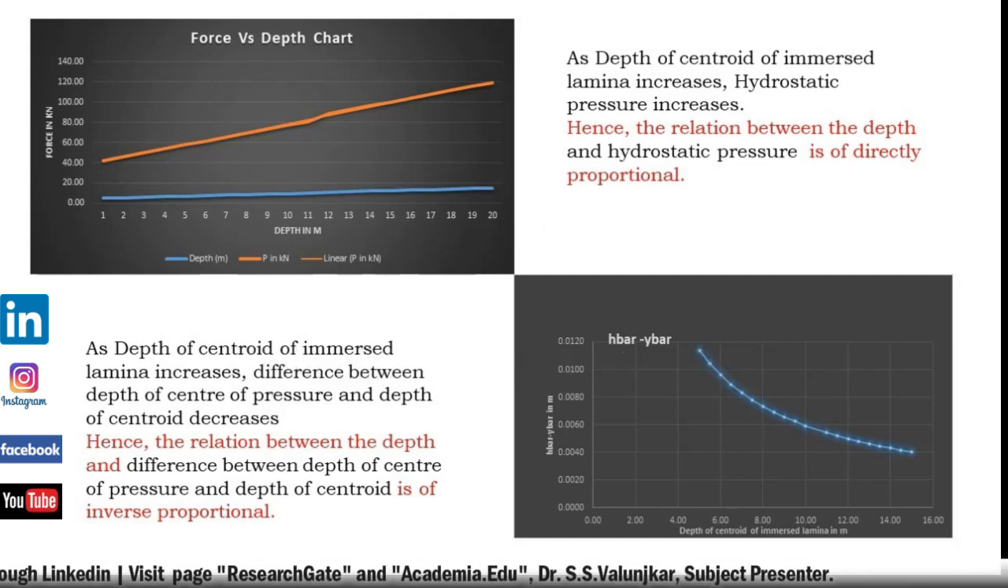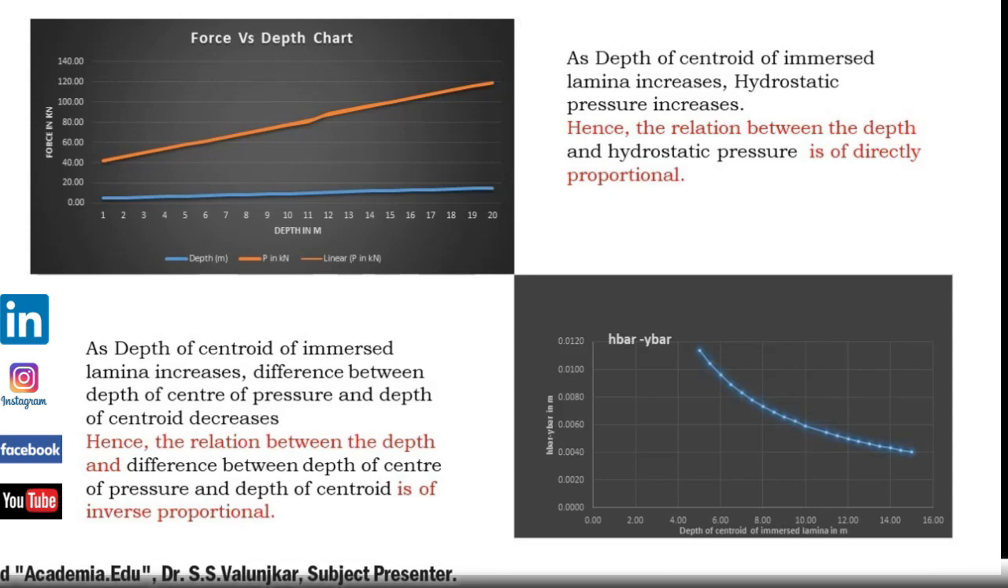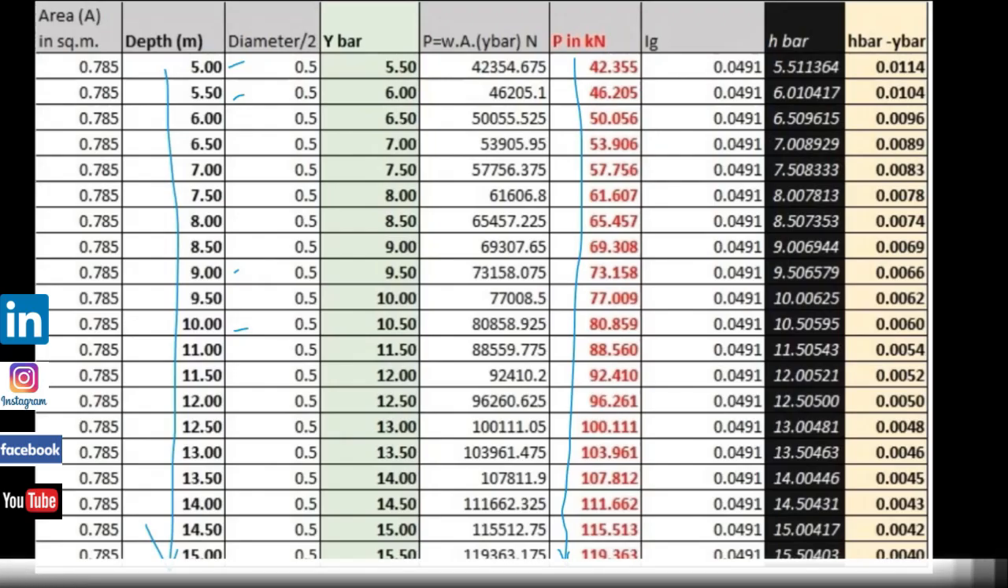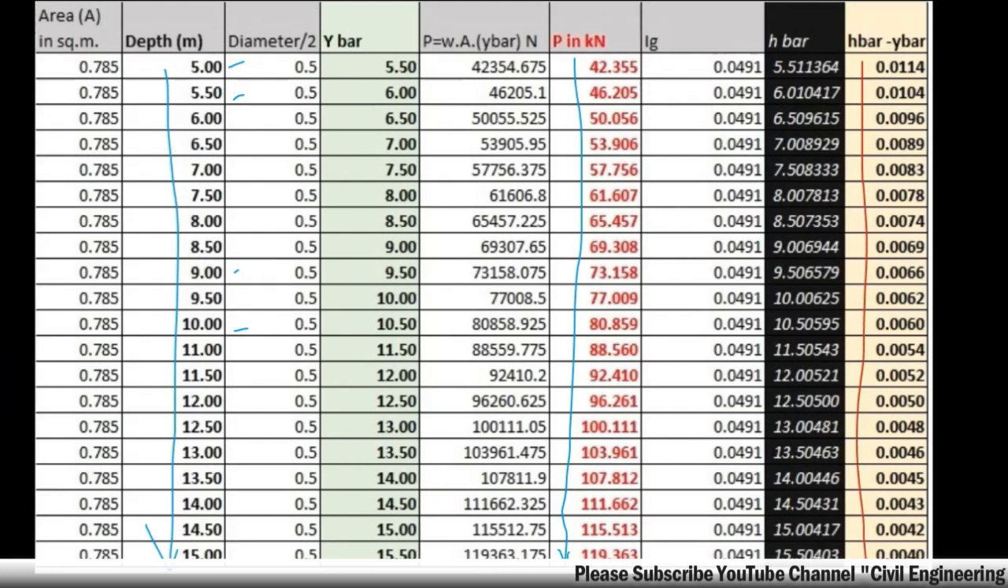And as the depth of the centroid of the immersed lamina increases, the difference between the depth of center of pressure and the depth of centroid decreases. Hence the relationship between the depth and the difference between the depth of center of pressure and the depth of centroid is of inverse proportion. You can see the values here once again: this is increasing, this is also increasing, but this is decreasing. So this is the solution to this extended problem.